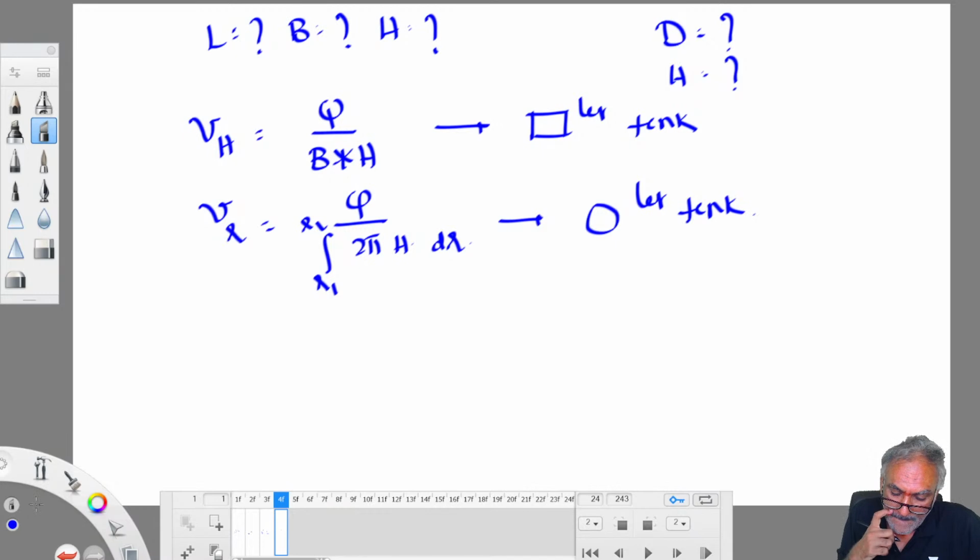Then, coming to one more important design parameter, weir loading rate. Weir loading rate is equal to discharge by length of weir.